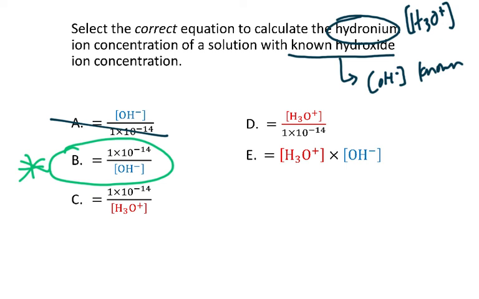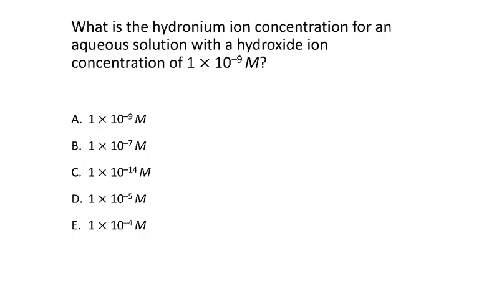And we'll do one more before we pause. What is the hydronium ion concentration for an aqueous solution with a hydroxide ion concentration of 10 to the negative 9? So you can set up the equation, you can solve it, you can maybe just look at exponents, and either way you get 1 times 10 to the negative 5. Okay, come back for part 2, and we'll talk more about the relationship between hydronium ion concentration and pH.